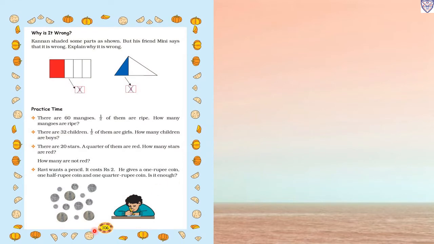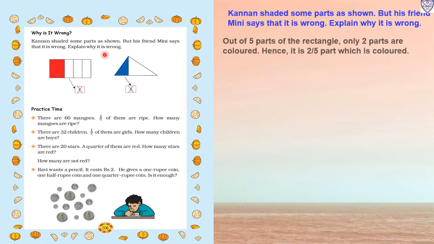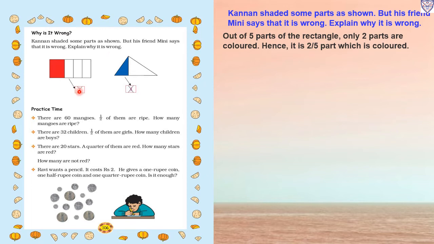Now next page number 106. Why is it wrong? Kannan shaded some parts as shown, but his friend Minnie says that it is wrong. Explain why it is wrong. So first, 1 upon 4 is there. First is a rectangle. He shaded out of 1 2 3 4, means here also one part will come. Out of 5 parts of the rectangle, only 2 parts are colored. Hence it is 2/5 part which is colored.